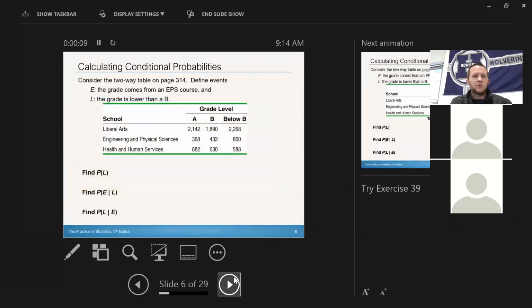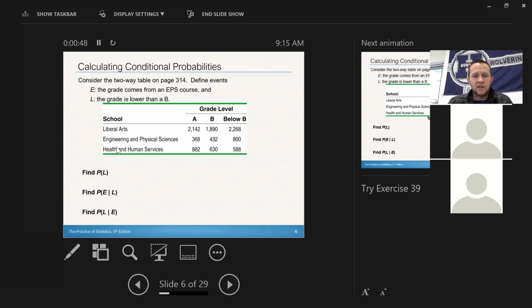Here is an example. If you wanted to follow along on page 314 in your book, actually, I think that page number is wrong. Well, let me just explain it because I messed up on the page number there. If we're looking at this school, there's this college that has different schools in it. It's got a liberal arts school, an engineering and physical sciences school, and then a health and human services school.